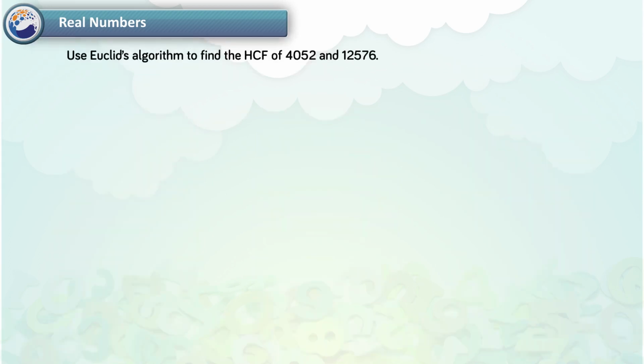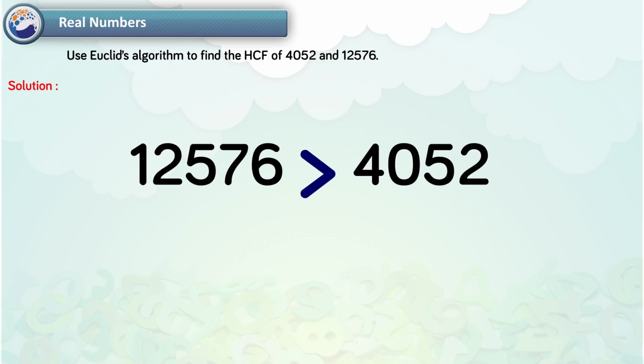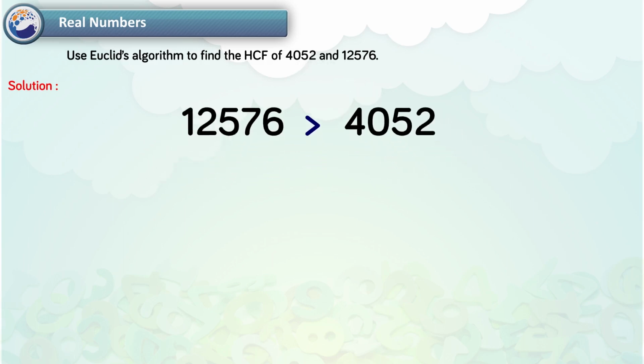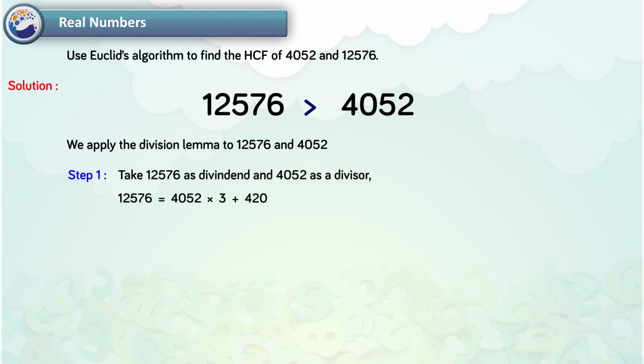Use Euclid's algorithm to find the HCF of 4052 and 12576. Solution. Step 1. Since 12,576 is greater than 4,052, we apply the division lemma to 12,576 and 4,052 to get 12,576 = 4,052 × 3 + 420.